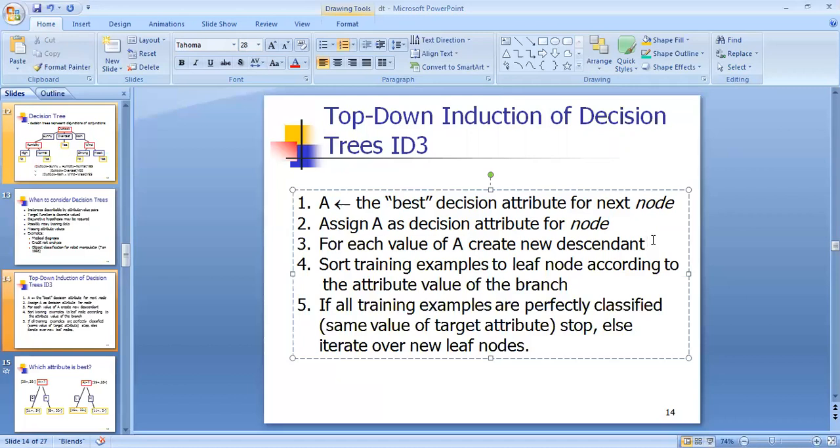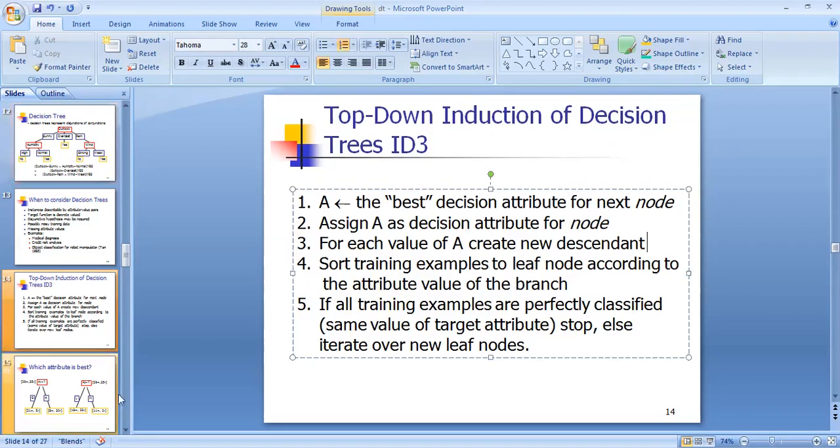So whether it is a root node or any other node, you will be having terminal nodes. I have already told you about the root node. Below it you can have decision nodes. From decision nodes you will be having terminal nodes. A terminal node is called a leaf node. Sort training examples to leaf nodes according to attribute value. If all training examples are classified, stop, else iterate. So this is the algorithm.